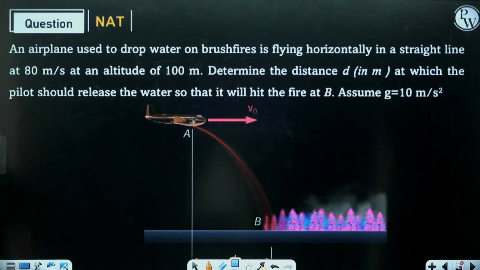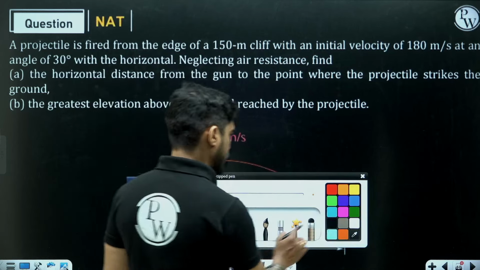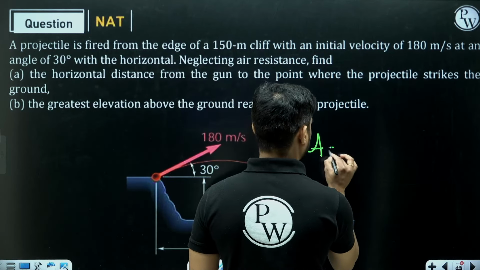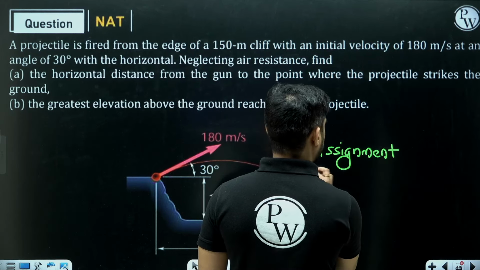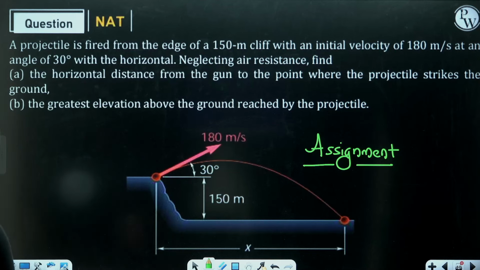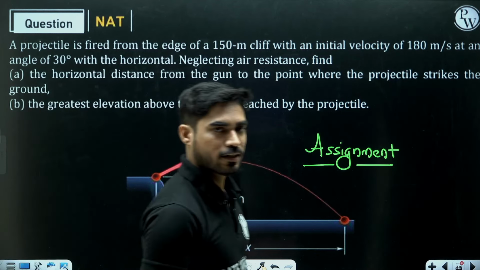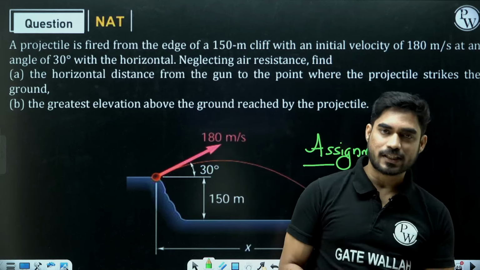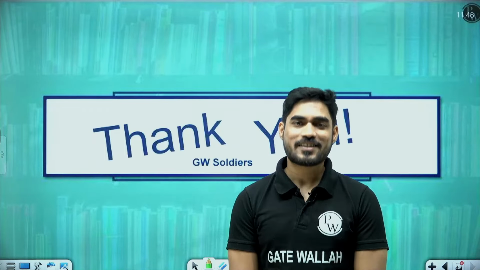Okay, now this is the next question, which is an assignment for you. I will discuss the solution to this question in the next class. So I hope you understood the concept of curvilinear translational motion as well as the special case of curvilinear translational motion, which is projectile motion. I will see you in the next class.